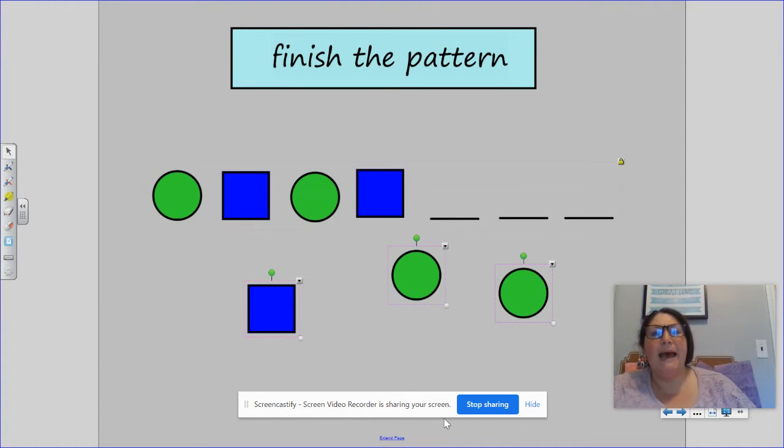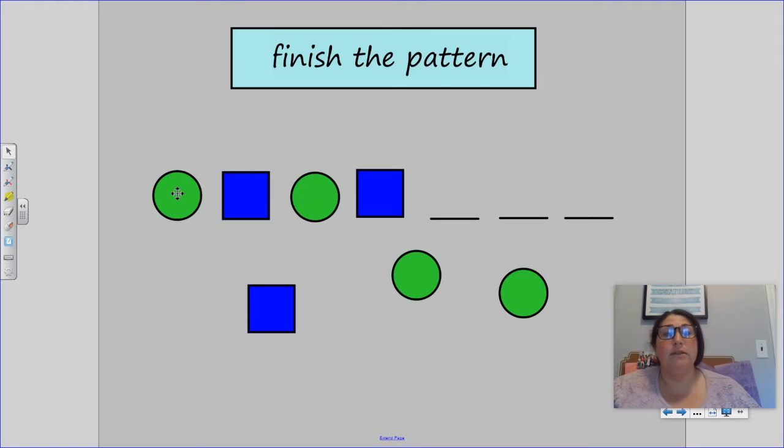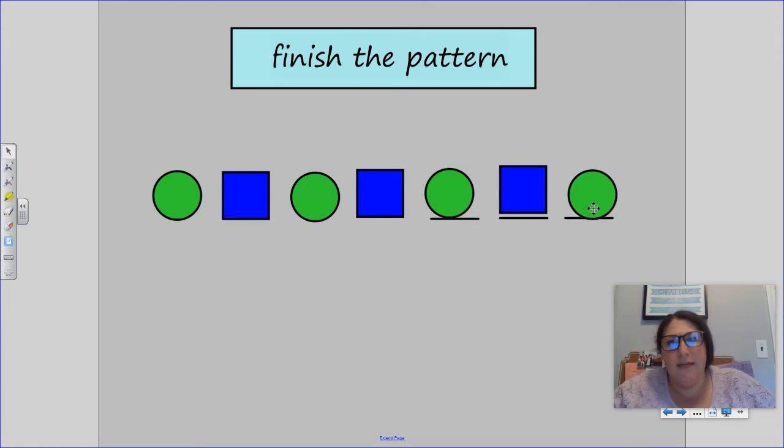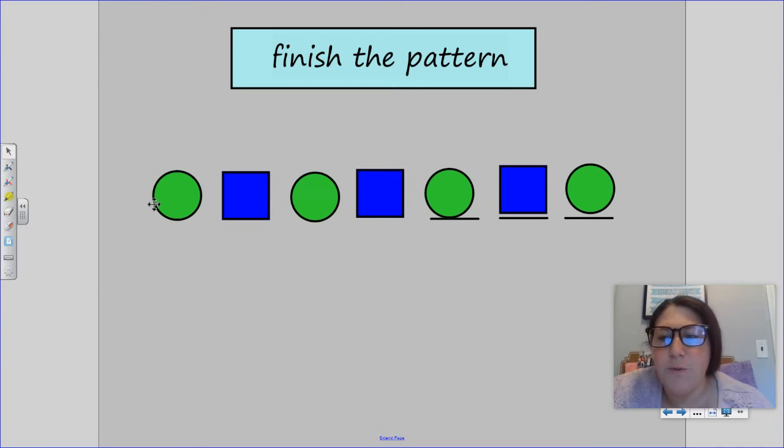Let's check out this pattern. So we have green circle, blue square, green circle, blue square. What do you think comes next? Green circle. Then we have blue square, and finally it is green circle. This type of pattern would be called an A-B pattern because it changes every other.